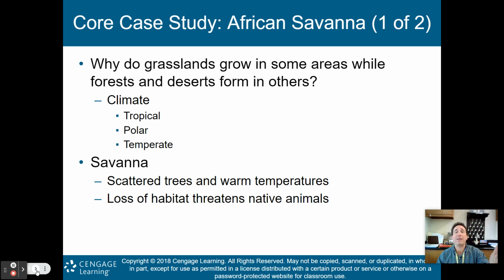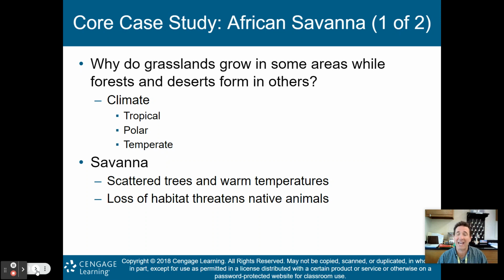So again, it's climate. Climate is the reason why some areas have grass, some areas have trees, some areas have desert, etc., etc. So type of climate, we have basically three types. We have tropical, we have polar, we have temperate climates. We also have wet and dry climates also. Savanna, what is a savanna? Well, a savanna has scattered trees and warm temperatures. Loss of habitat, however, threatens native animals. So we are seeing in many parts of the world the savannas being replaced by other types of biomes because we have a change in the climate in that area.